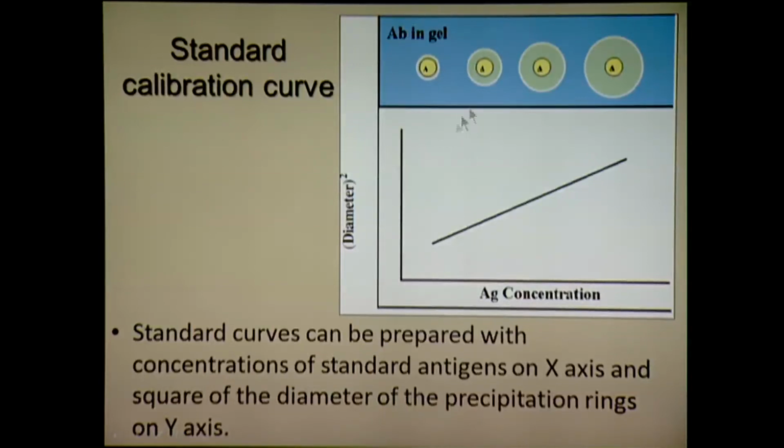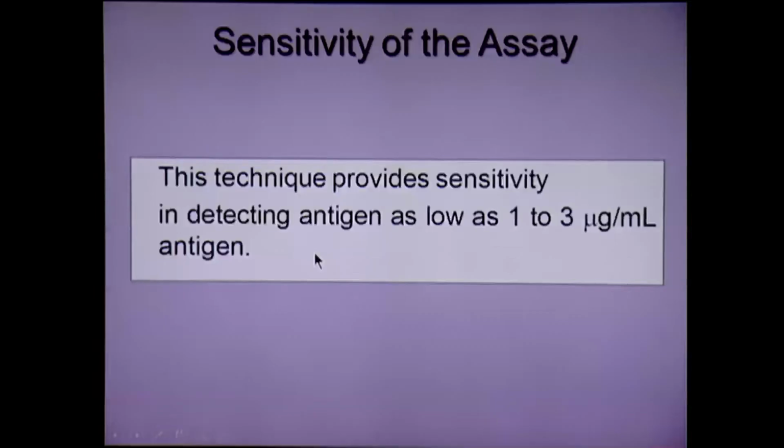Now you take the diameter square of the unknown sample and, extrapolating that value, we can find out the antigen concentration of the unknown sample. So radial immunodiffusion can be used quantitatively also to find out the actual concentration of any antigen present in a given sample. And this assay is very sensitive. It can detect the presence of antigen as low as 1 to 3 microgram per ml.